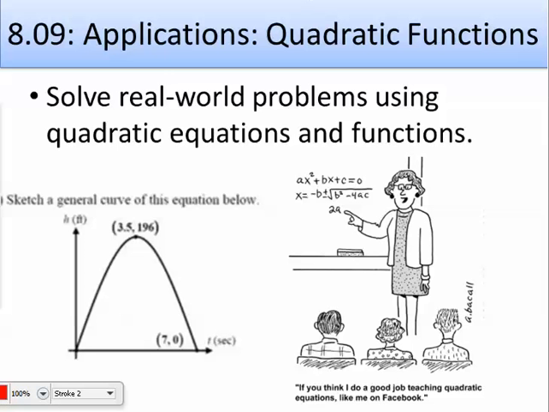Okay, so what are we doing? We're looking at the last topic in Chapter 8, which is the application of quadratic functions. We're going to solve some semi-real world problems using quadratic equations and functions. There are more complicated ones, but these are going to be ones that you will basically be able to understand. One of the things we're looking at here is if we're looking at a quadratic equation, this vertex might be the highest point that a ball is at after it's thrown.